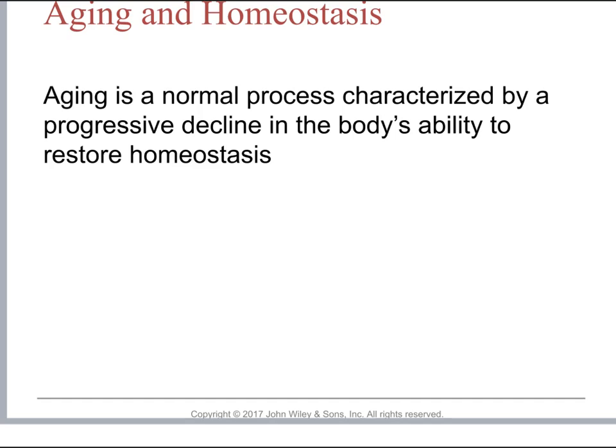Finally, we talk about aging and homeostasis. Aging is a normal process characterized by a progressive decline in the body's ability to restore homeostasis. So as we get older, hormone levels drop, lung compliance and ease of breathing decline, and the cardiovascular system declines. Our body's systems that respond to stimuli are losing the ability to respond appropriately. So with aging, everything is seen to decline.